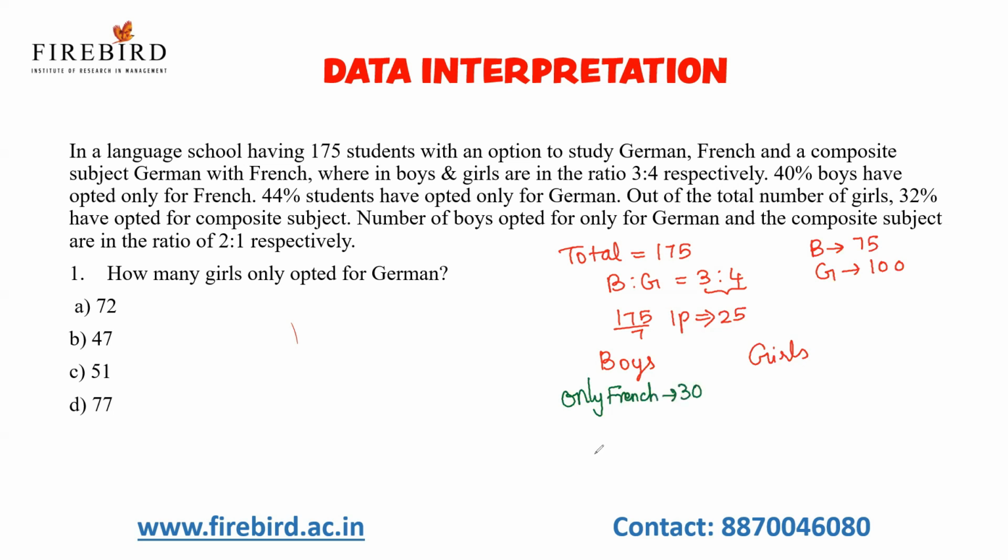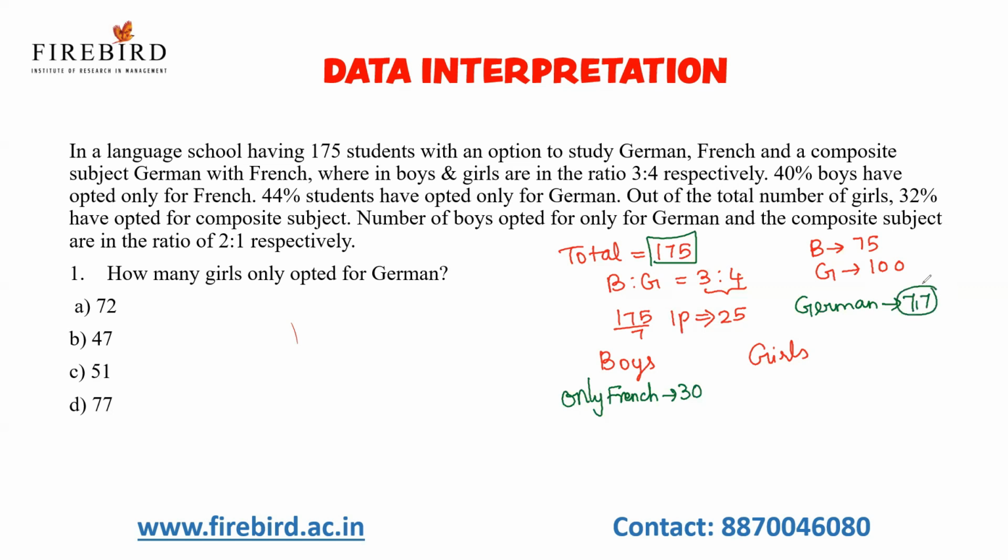And 44% of the students have opted only for German. In total, 175 students are there. So of 175 students, German-opted students are 44%. What is 10% of 175? It is 17.5. 20% is 35, 40% is 70 and 4% again is 7. So 77 among the total number of students opted for German.